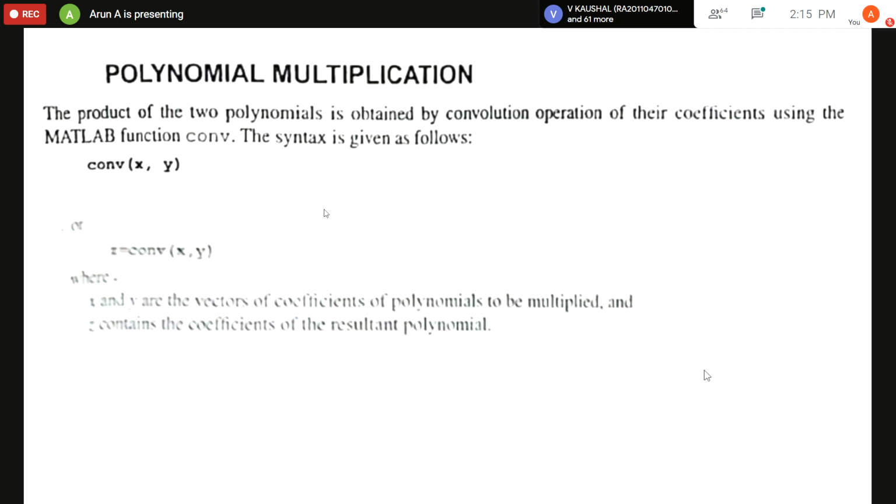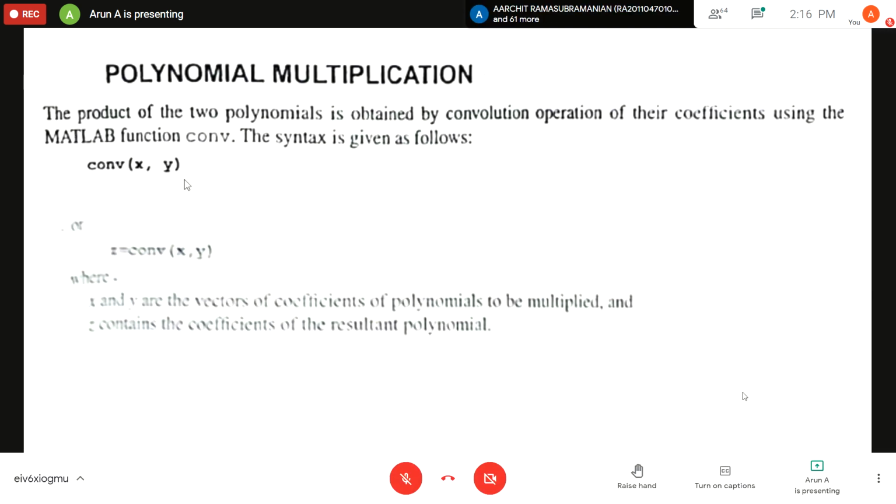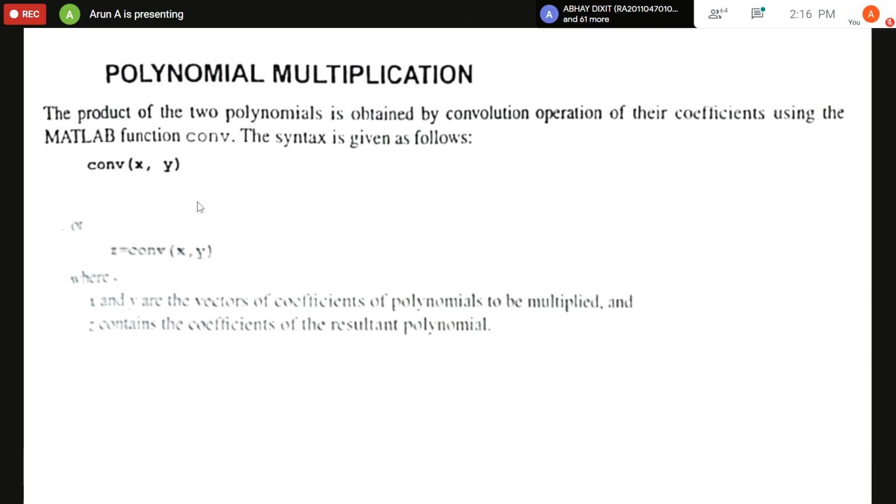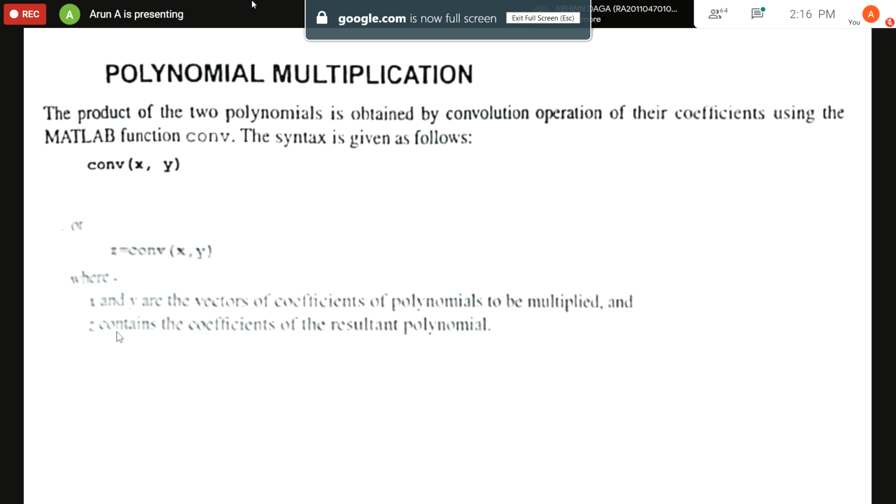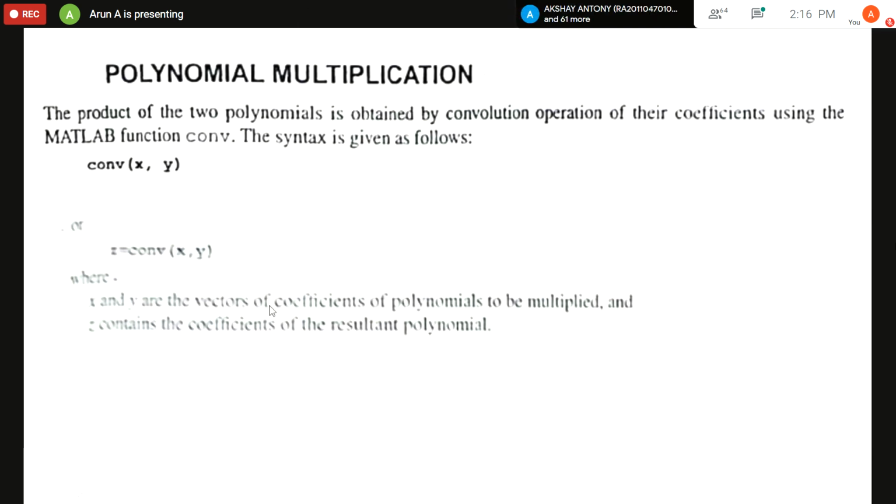The next one is for polynomial multiplication. Polynomial multiplication is conv of x comma y. This is the syntax and instruction for polynomial multiplication. Here x and y are the vectors of the coefficients to be multiplied, and z contains the coefficients of the result. Z will be the output, that is the coefficients of the resultant polynomial, whereas conv is the command for polynomial multiplication.